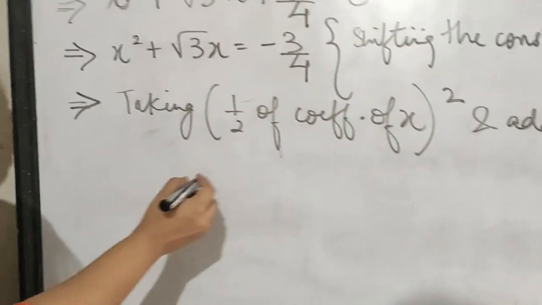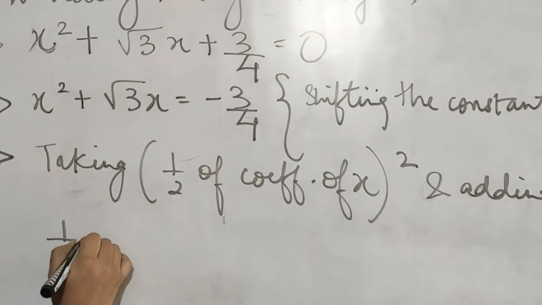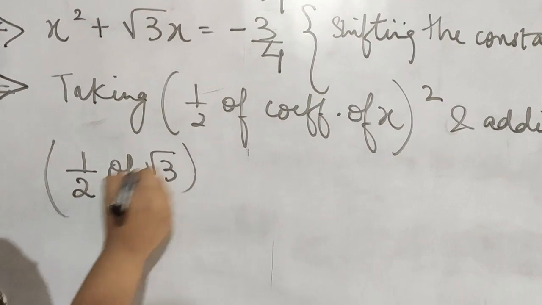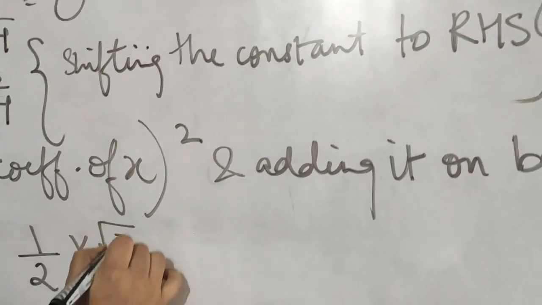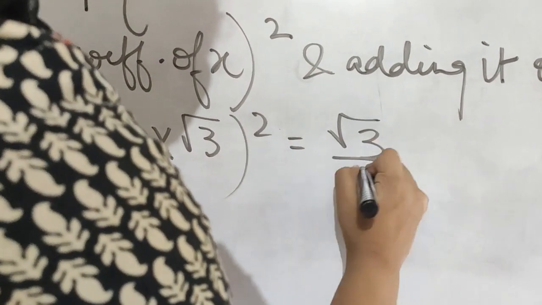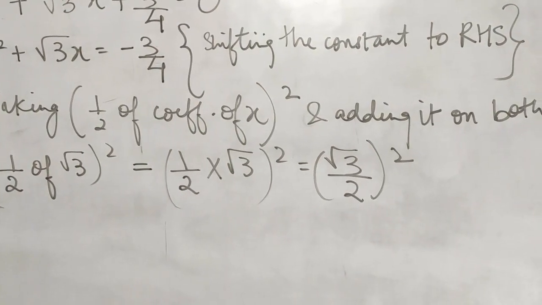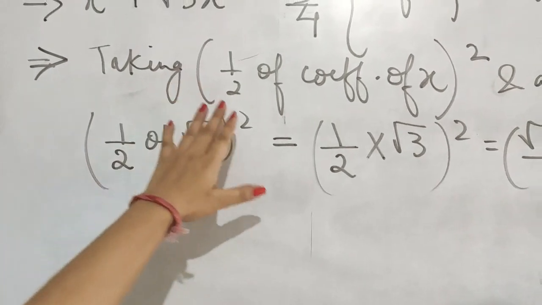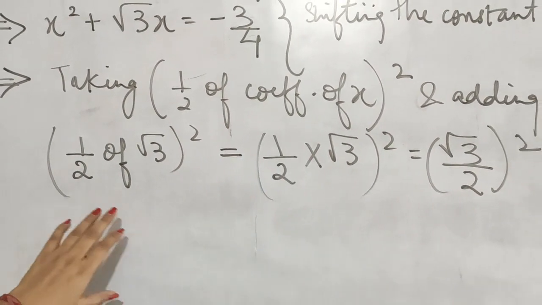So we get half of coefficient of x will be how much? This will be half of coefficient of x, which is root 3, whole square, which will give you (root 3 by 2) whole square. Let us revise this step again: taking half of coefficient of x whole square and adding it on both the sides.